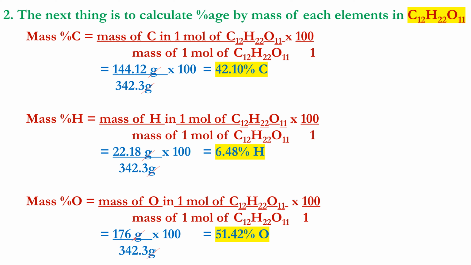We do the same thing for mass percent oxygen. The mass of oxygen in 1 mole of sucrose that we calculated from the previous slide is 176 gram. We divide that by mass of 1 mole of sucrose, which we calculated from the previous slide to be 342.3 gram. Again, this gram cancels this gram, and when we multiply this by 100, we will get that mass percent oxygen is equal to 51.42%. Again, all three percentages will add up to 100. So once the percentages add up to 100, you will automatically know that your answer is correct. So this is how to check that your answer is correct once all of them add up to 100.